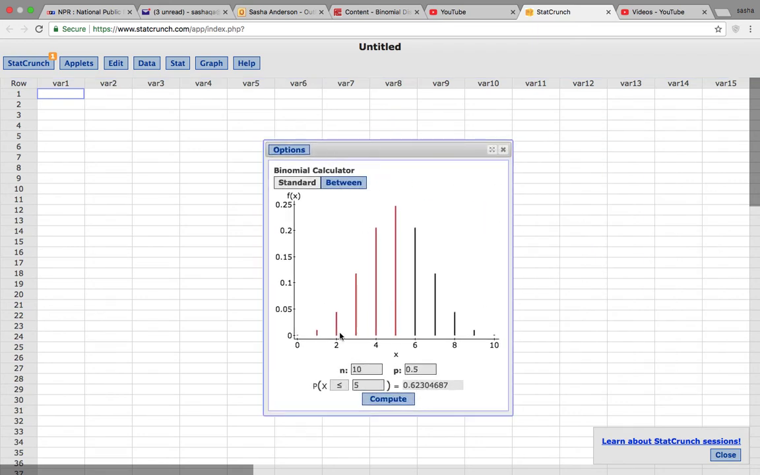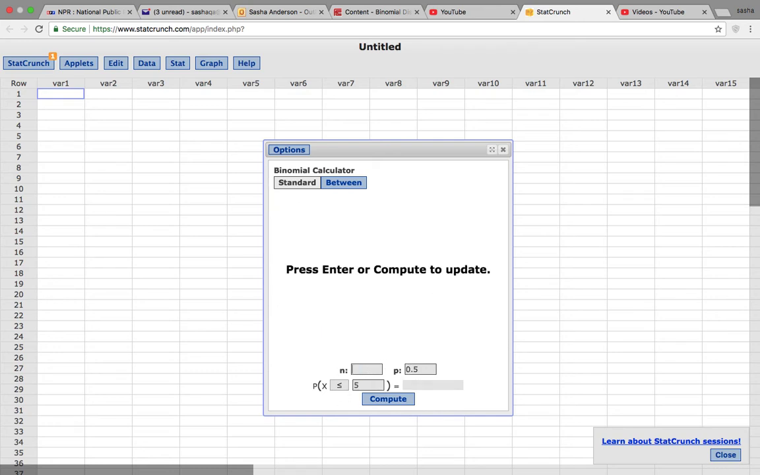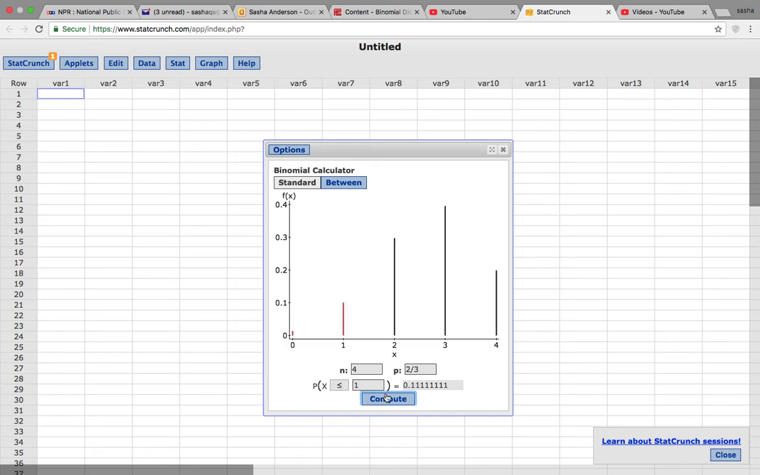So here we have n, p, and x, just like we were looking at before. N is the number of trials. So what if we have 4 children and the probability of having a boy is 2/3? Then here's the probability distribution. The probability of having a boy is 2/3, so there's more probability to have more boys than there is to have fewer boys. The probability is over 1/2.